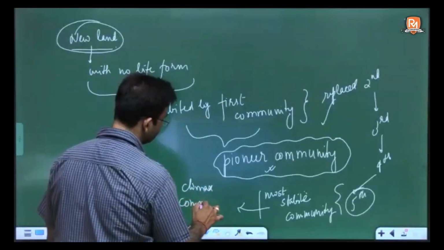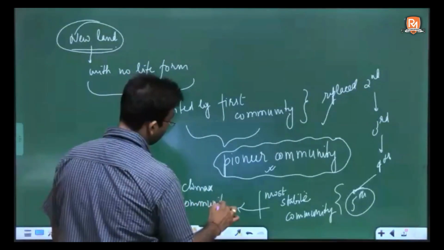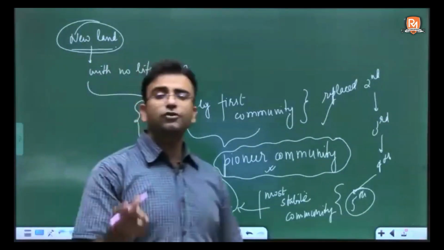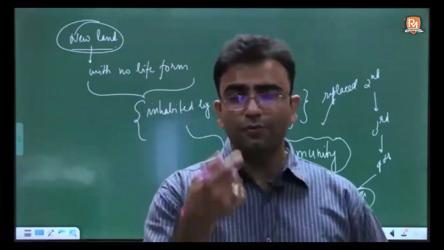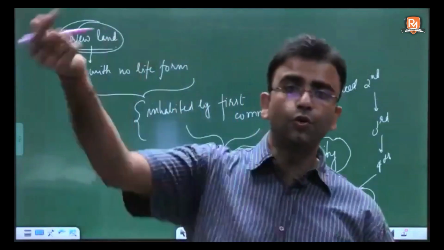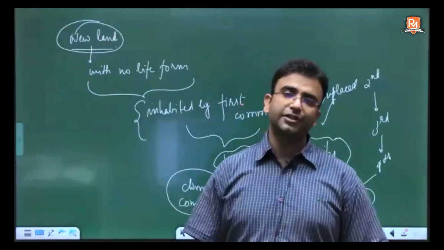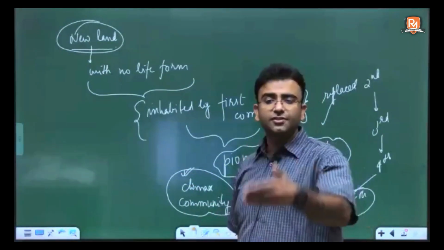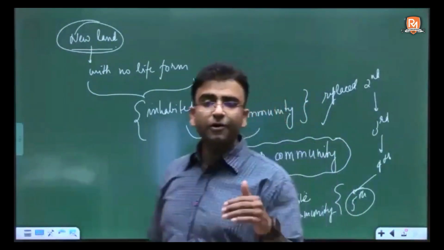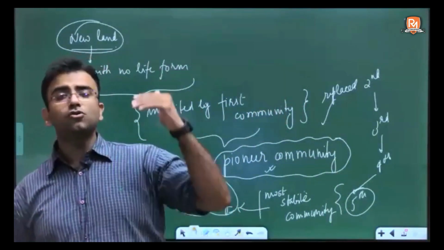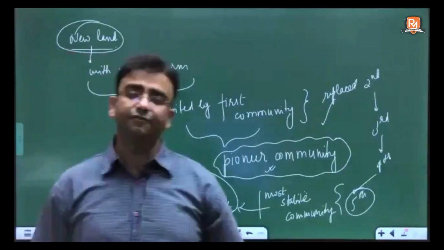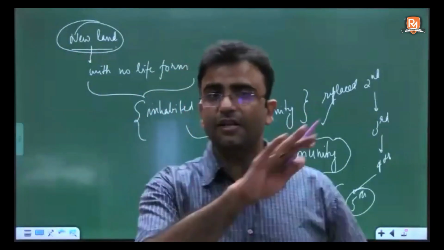This is known as climax community. So you start the ecological succession from the pioneer community to the climax community. At the time of climax community, the ecological succession stops because the most advanced or the most dominating species has arrived. This is climax community.